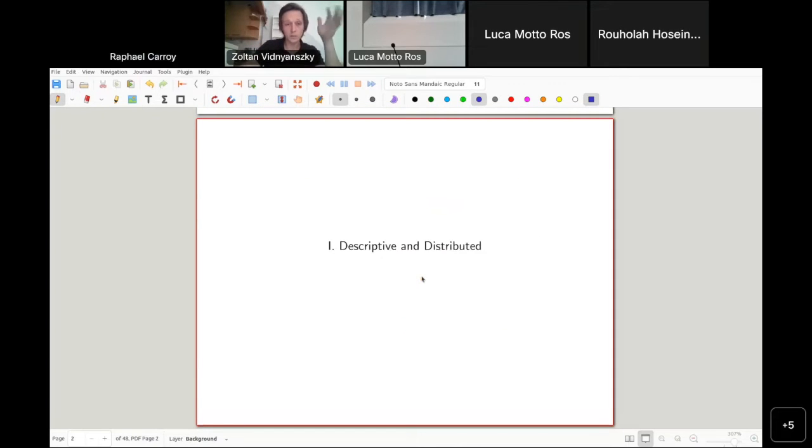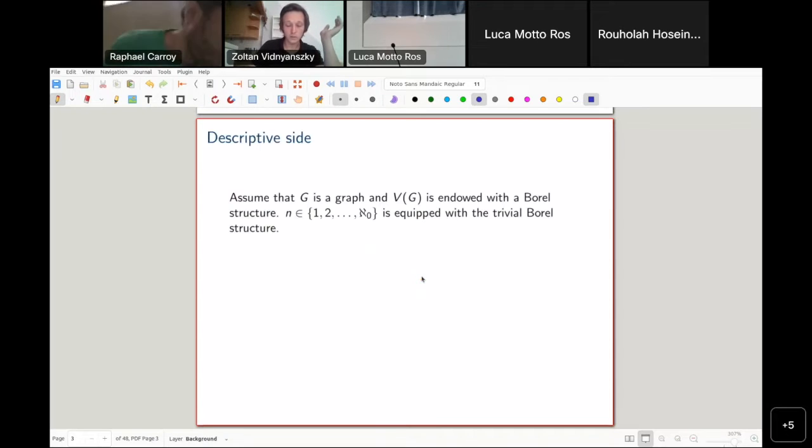First I will quickly run through some things in descriptive combinatorics. Some of you, probably most of you, are already familiar with these things, but I just want to make sure that I don't lose anybody on this.